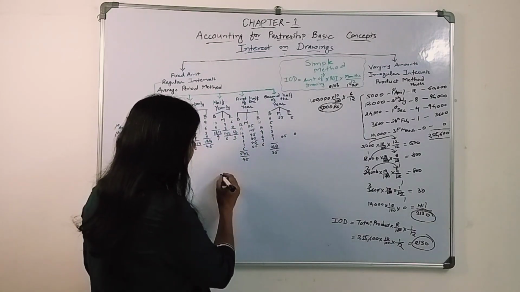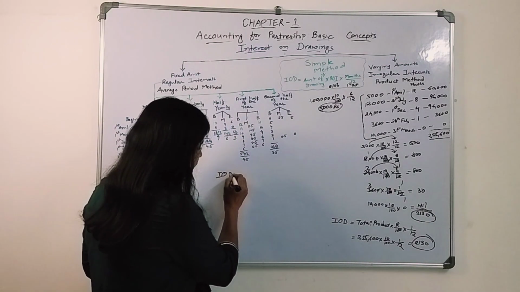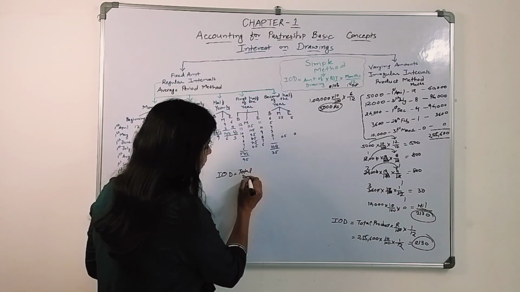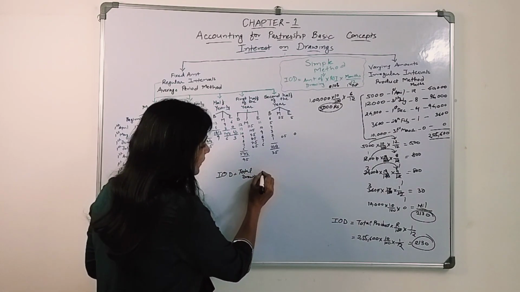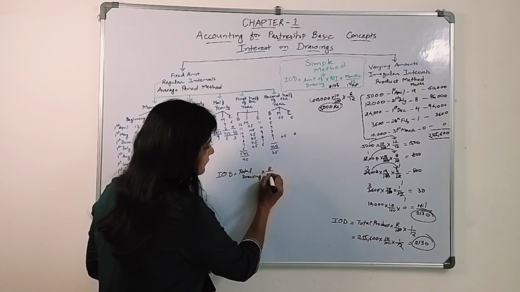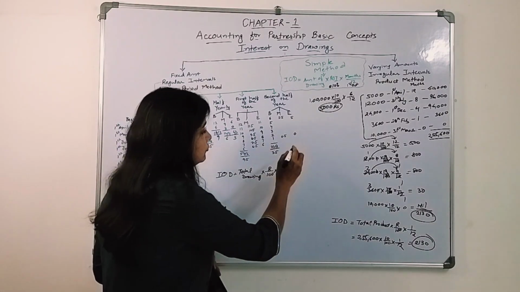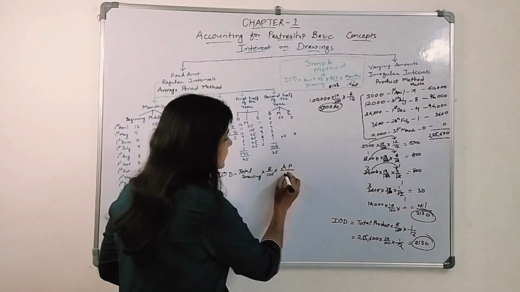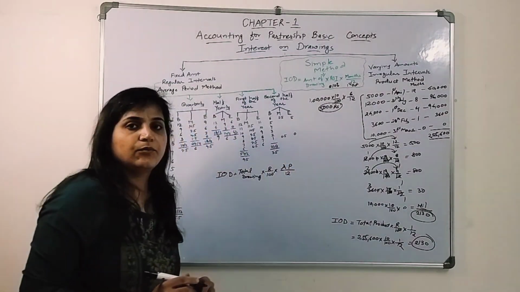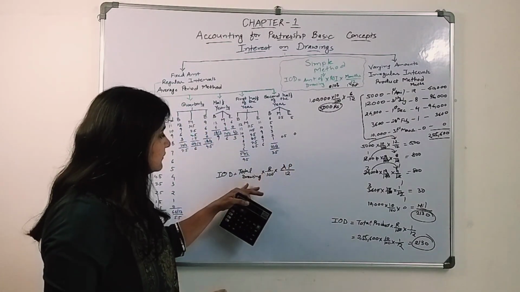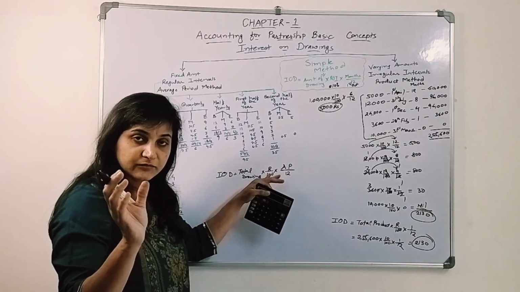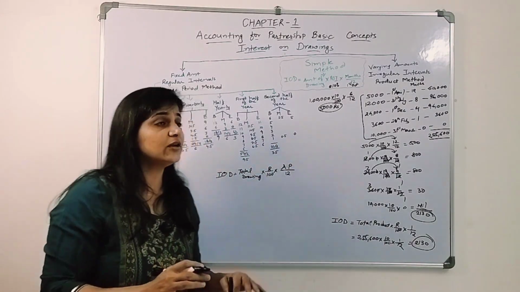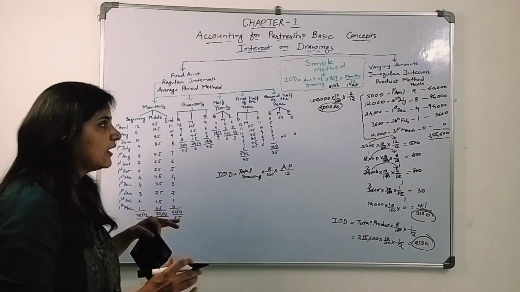How to calculate interest on drawings on that? Interest on drawings equals total drawings into the rate of interest, that is rate upon 100, into the average period. We need to find out the average period, divided by 12, like for 12 months this is the interest we will charge. For the average period, how much?